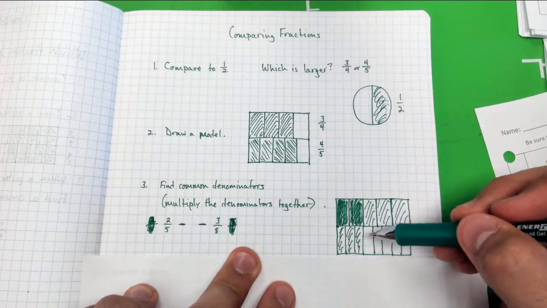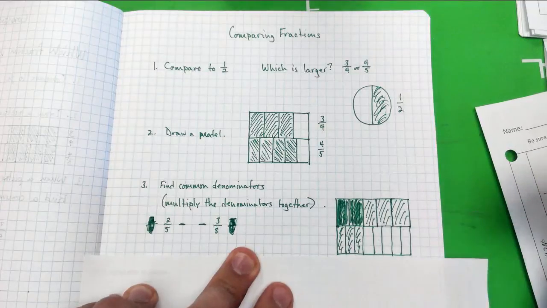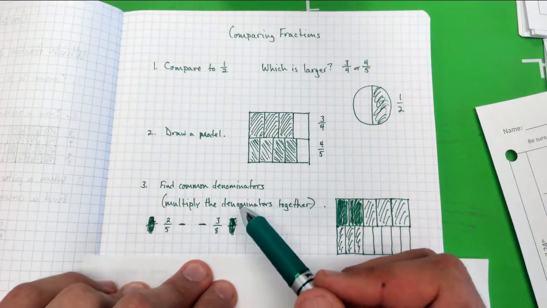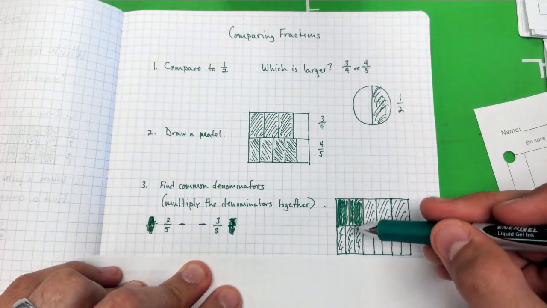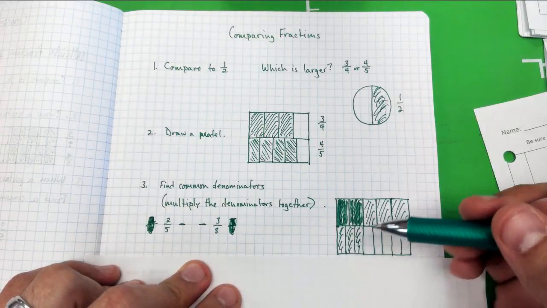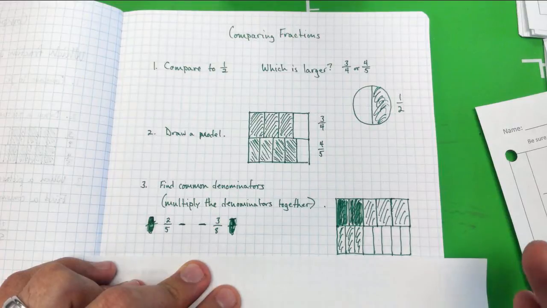Well, what if this happens when I'm drawing out a picture? Well, there's a way to get around that, and that is by finding common denominators. We want to come up with an equivalent fraction so that both of the denominators are the same. It's much easier to compare fractions when they have the same denominator, the same number of pieces, and all of the pieces are the same size.